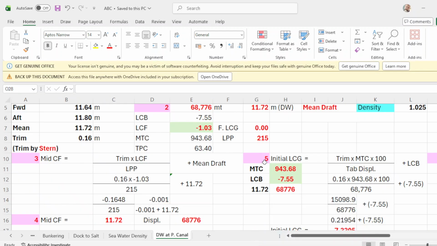So number 5, initial LCG equals trim times MTC times 100 over displacement plus LCB. So your trim is 0.16, MTC is 943.68, times 100 over your displacement. Displacement is how much? Displacement is 68,776. Okay, multiply this all together, that will be how much?